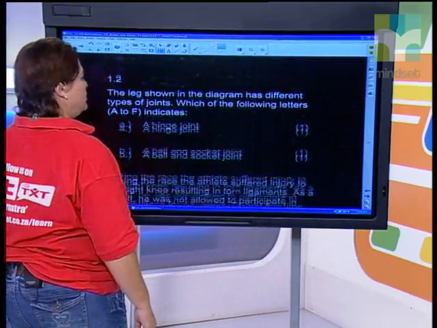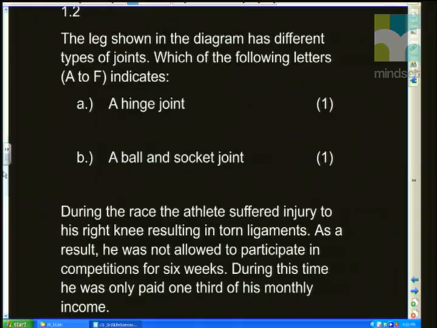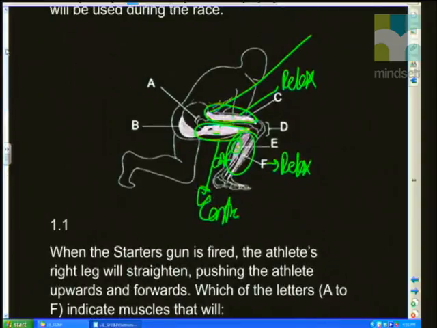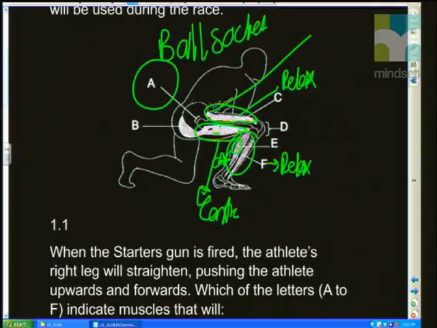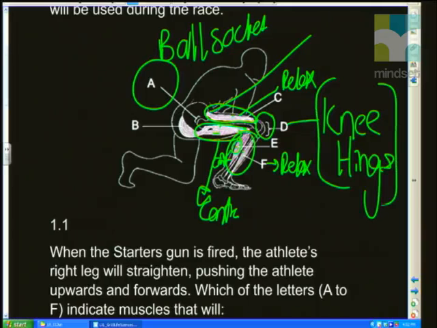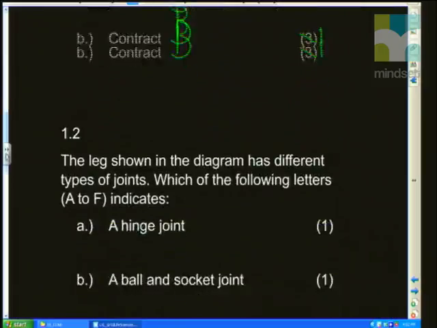Okay, I just want to show you the different things. Here, what have we got? You need to show where a hinge joint is. Let's go back to the diagram. Hinge, and ball and socket. Ball and socket, number A, the femur fits into the hip. And where is my hinge joint? Number D, my knee is my hinge joint. You see all of them coming together.